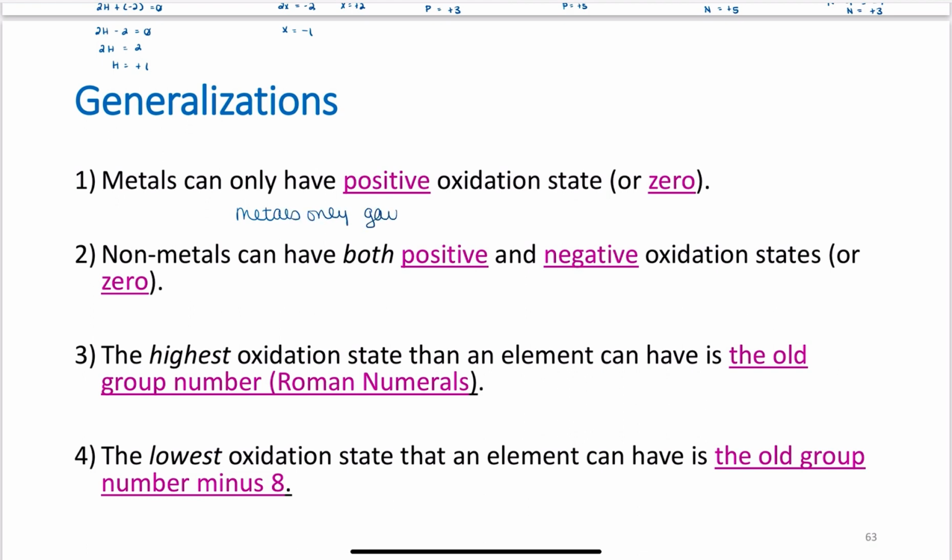Metals only gain electrons if they are in a higher oxidation state. Mainly, metals do not want to form anions.